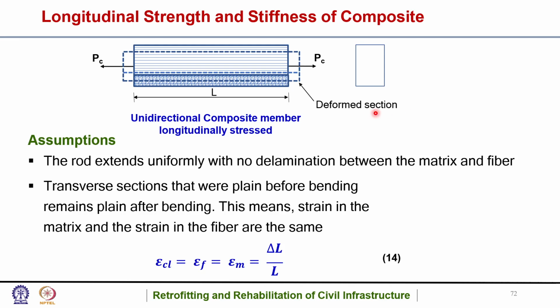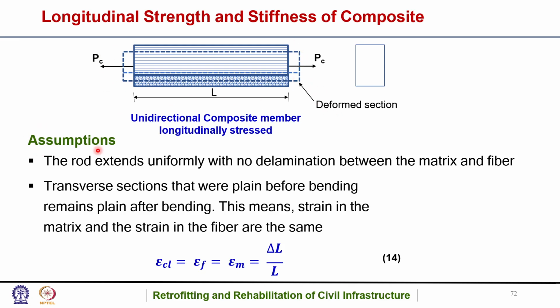So now let us see how it is used. This PC is basically the load acting on the composite. So, a unidirectional composite member longitudinally stressed. The solid line is the original shape when it is stressed longitudinally by some tensile load. And this is the deformed section.